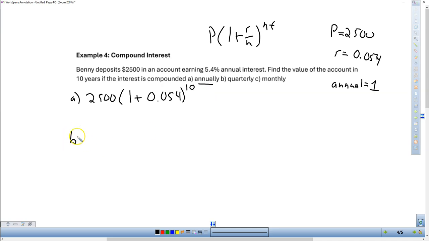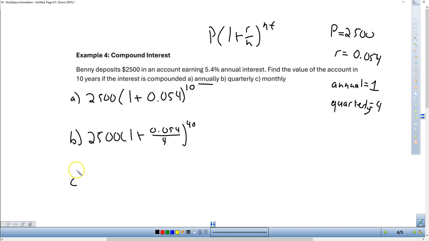Let's just go ahead and set up our other two. So let's do 2,500 times 1 plus 0.054. Now this is for the quarterly problem, which means if it's quarterly, this means that it is going to be 4 as our number of compounds. So quarterly is 4, so we're just going to divide this by 4, and we're going to raise that to the power of 40. I went ahead and did a little quick math there because 10 times 4 is 40.